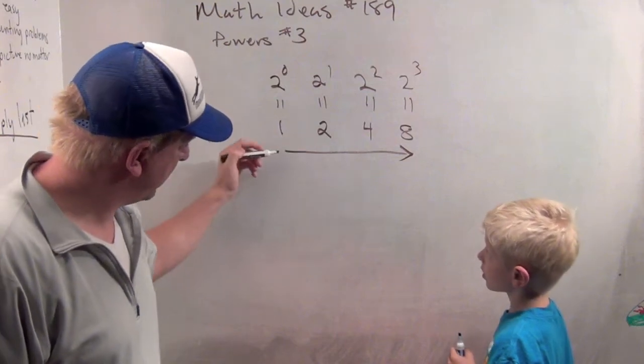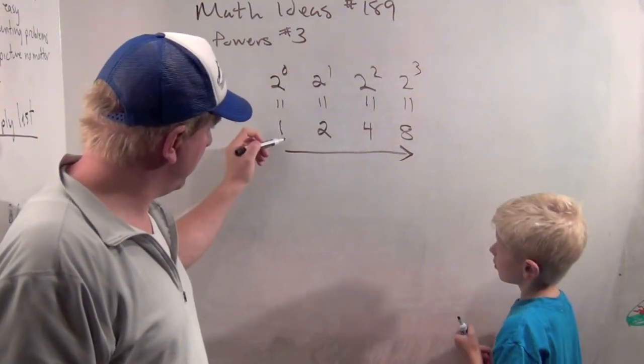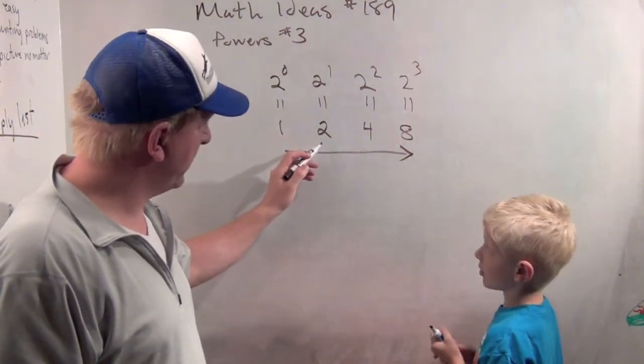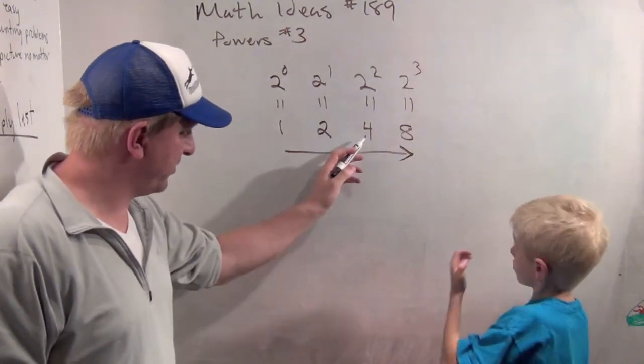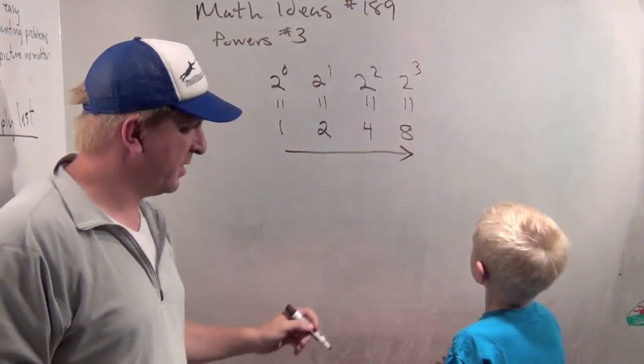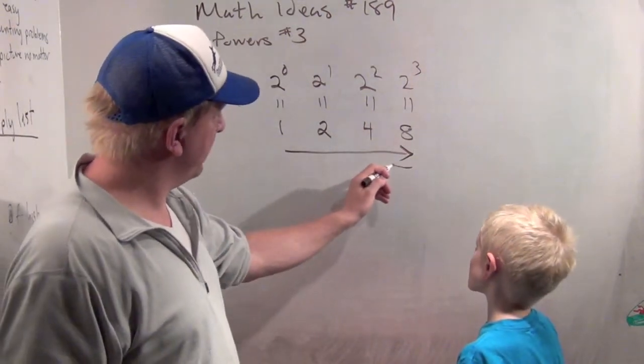When we go this way, we start at 1. How do we get to 2? We multiply by 2. We go 1 times 2 is 2. 2 times 2 is 4. 4 times 2 is 8. Now what do we do when we go this way?